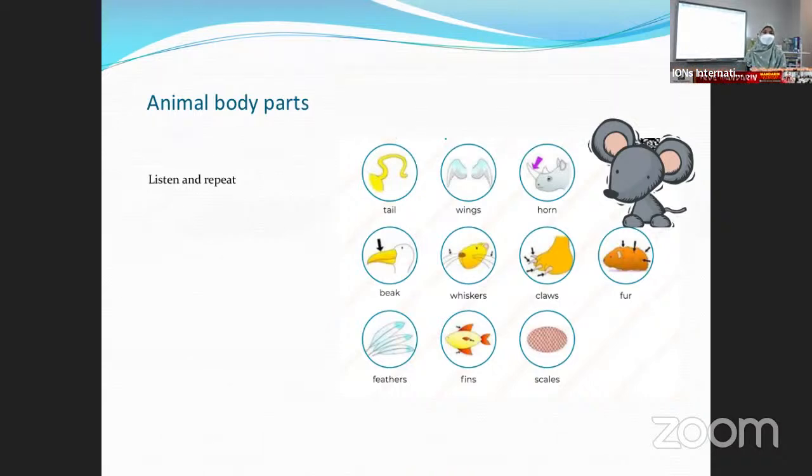So now everyone knows about the animal's body parts. Some animals have special body parts because they use them to protect their body, to find food, to catch food, and sometimes they use them to get attention, like the bird that has very beautiful feathers, and the snake that has very dark scales. It shows what kind of poison that snake has. So be very careful if you meet snakes because they are very dangerous.